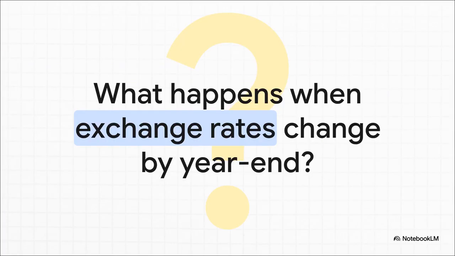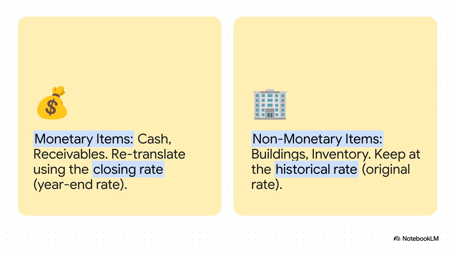But of course, there's always a twist, isn't there? You recorded that sale back in January, but maybe you haven't actually been paid yet. Now it's December 31st, the end of the year, and the exchange rate has moved. That 100 euros you're owed is now worth a totally different amount in dollars. So what do you do? To solve this, IAS 21 splits everything on your books into two big buckets. First, you have monetary items. Think cash, or that 100 euro receivable we just talked about. Since their value is directly tied to a fixed amount of currency, they get updated using the new year-end exchange rate. But then you have non-monetary items, things like a building or inventory. Their value, it stays locked in at the historical rate from the day you originally bought them.